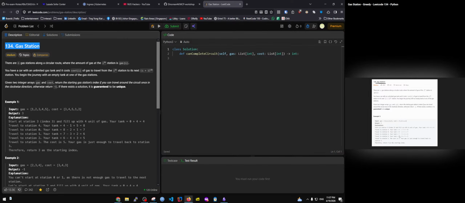I'm just going to tell you off the bat, this is a greedy problem, and it's actually kind of difficult for me because this is a problem that's pretty unique. You're not going to find a lot of problems like this on LeetCode.